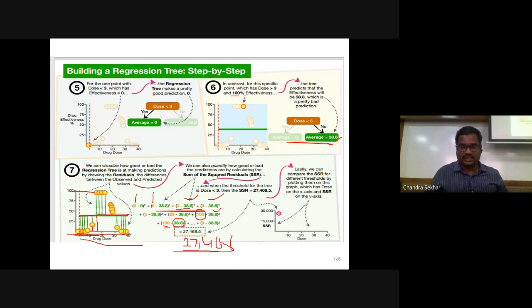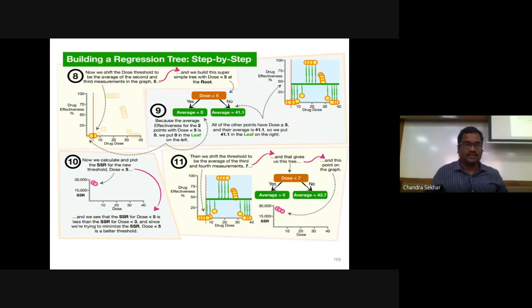So what does the next step involve? The next step is we are moving. Now we shift the dose threshold to be the average of the second and third measurements. So now what we are doing is, earlier we had taken 1 and 2.